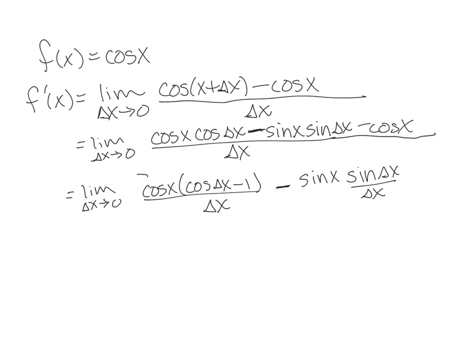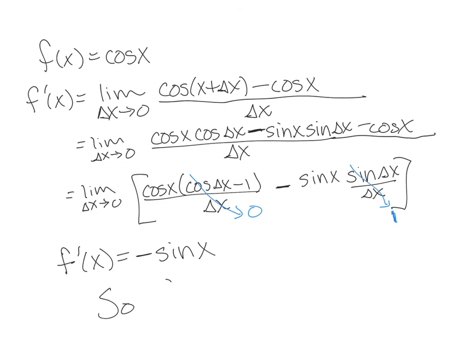And when I take the limit of each piece, this is a special limit that goes to 0. This is a special limit that goes to 1. And I end up with f prime equals the negative sine of x. So the derivative of the cosine of x equals minus the sine of x.